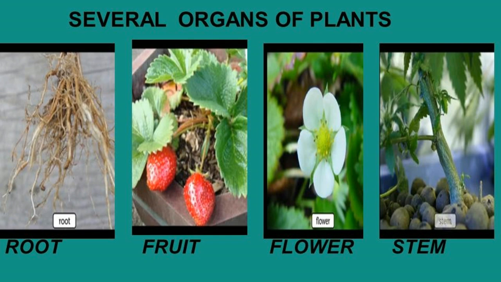Our body is made up of many organs. Similarly, plant body is also made up of several organs such as root, fruit, flower and stem. Plants are of many forms and many colors, yet they are alike in some manner. That is, they all have stems and leaves above the ground, which we can see easily, and roots below the ground.